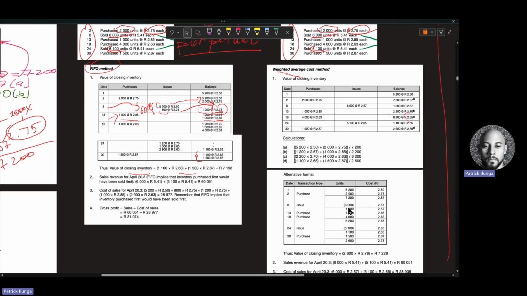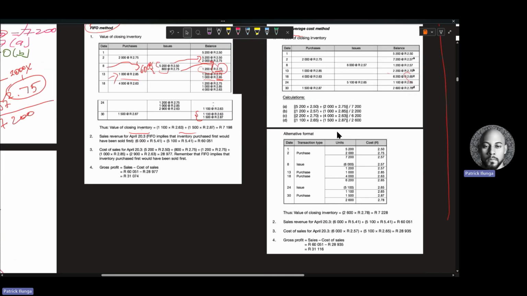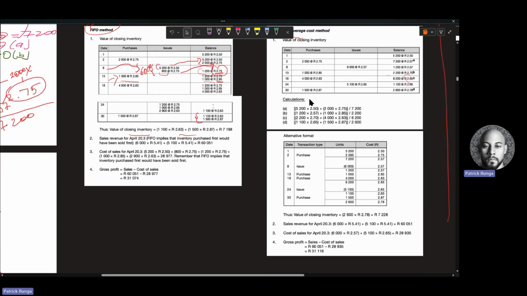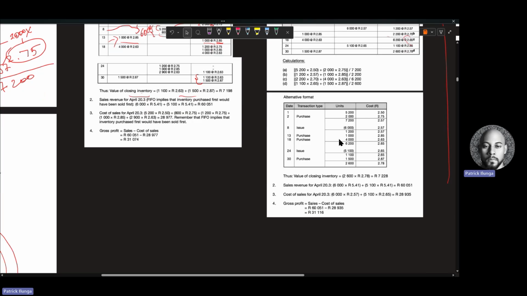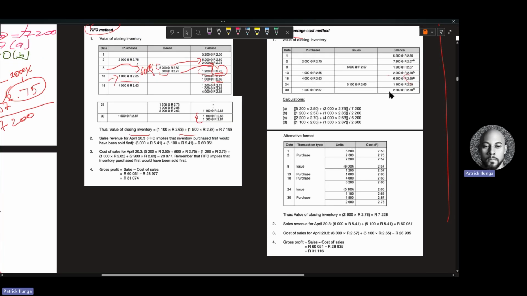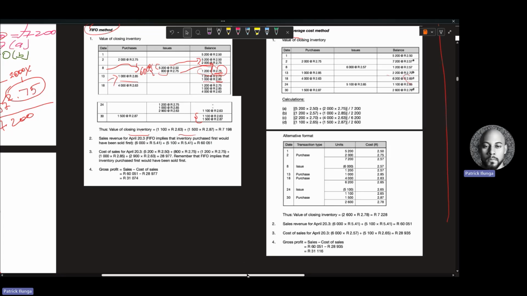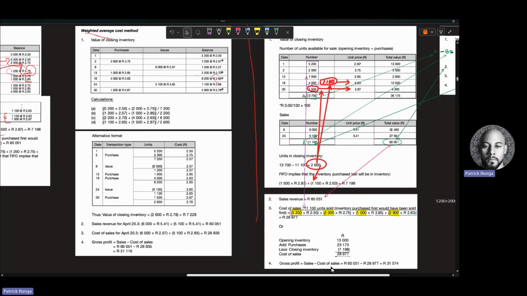That's all it's about, right? Okay, there's an alternative format. You can try it out, see what works for you best. But we have our purchase, we have our issue, and it's easy for us, therefore, on the last day, on the 30th, to also be able to calculate the closing value, because we will take the 2,600 units at the last average that we worked out, 2.778, then we will get the closing value. I trust that that's super clear for you guys, all right?